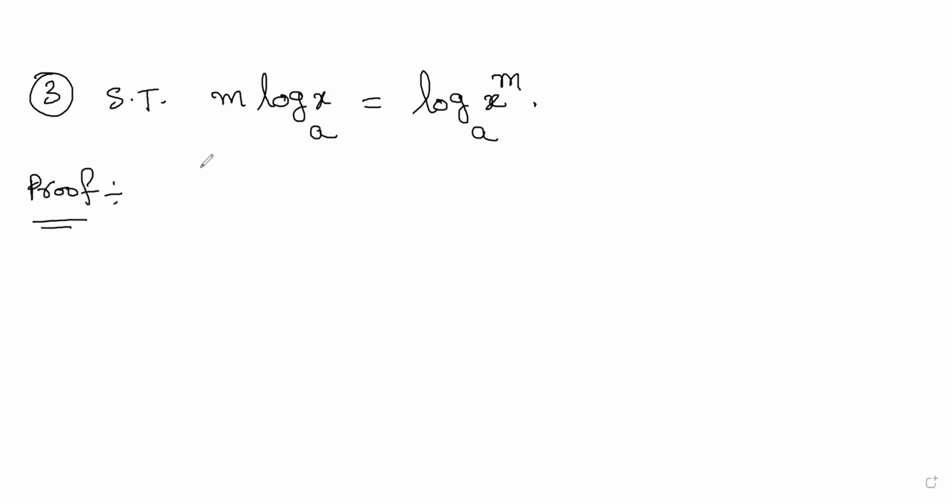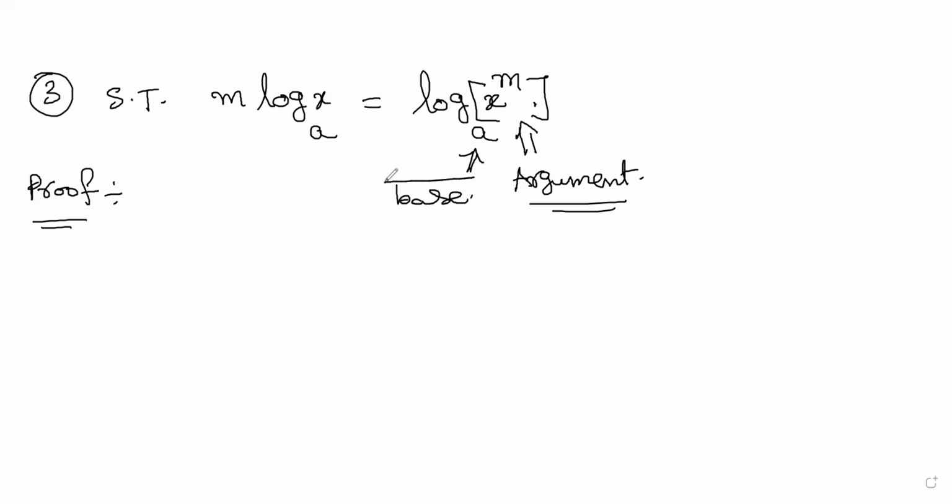If it is log of x power m, with some power inside the log, this part is called the argument. This part is called the base of the logarithm. This argument, if it has a power, will multiply the logarithm. So this is the rule.